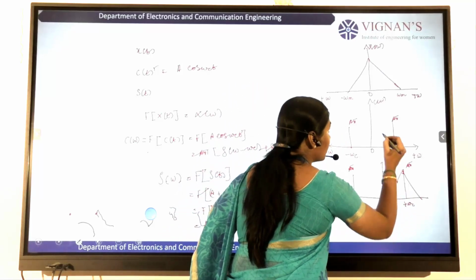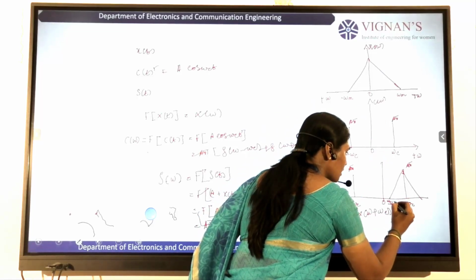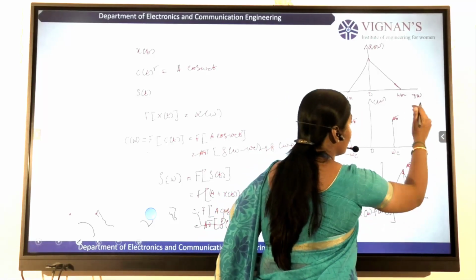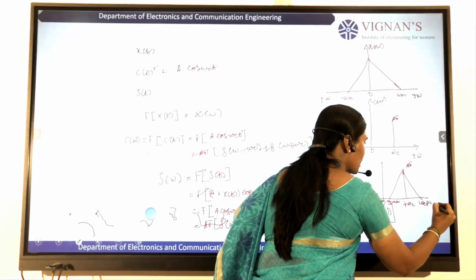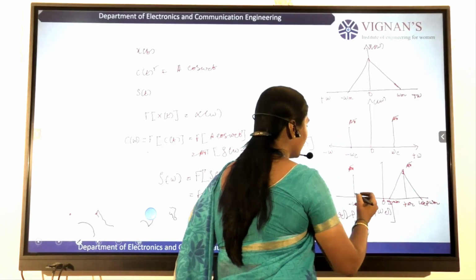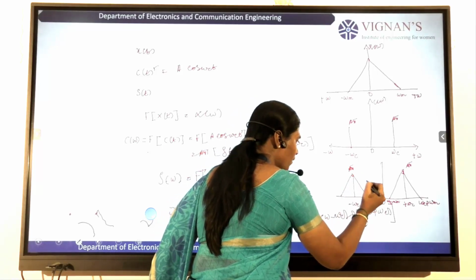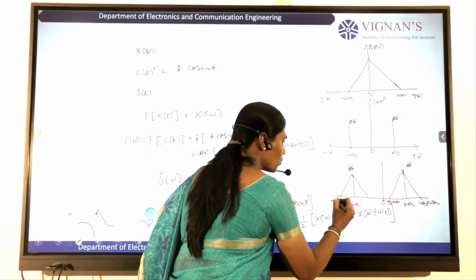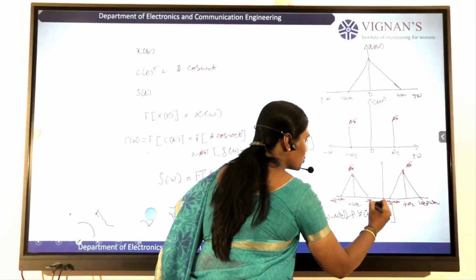So here the lower frequency is minus omega m, so I can write it as omega c minus omega m. And similarly here this is plus omega m. Whenever we are adding, we will get omega c plus omega m. Similarly, on the other hand, this is the spectrum of X of omega plus omega c. So here we will get minus omega c minus omega m and minus omega c plus omega m.